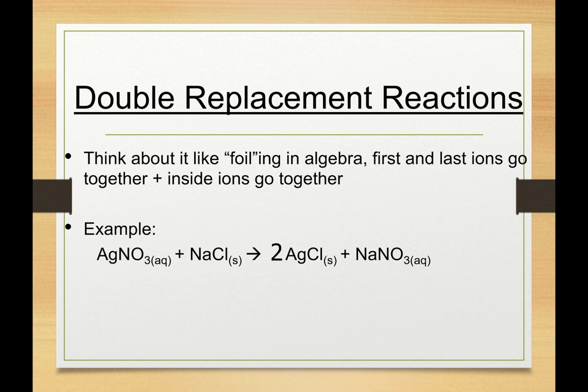This is equivalent to what we see in algebra, where although not a one-for-one example, it's similar to the approach of how we FOIL, where our inner and outer ions are essentially swapping the ions that they are bonded to.